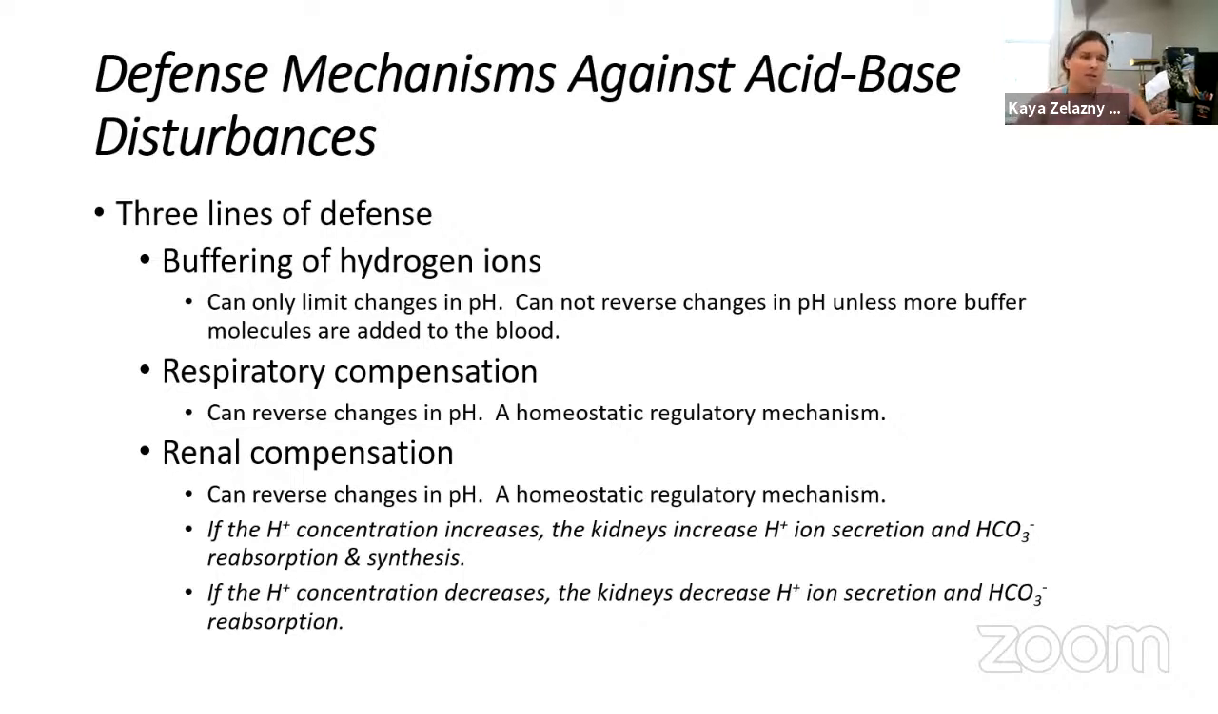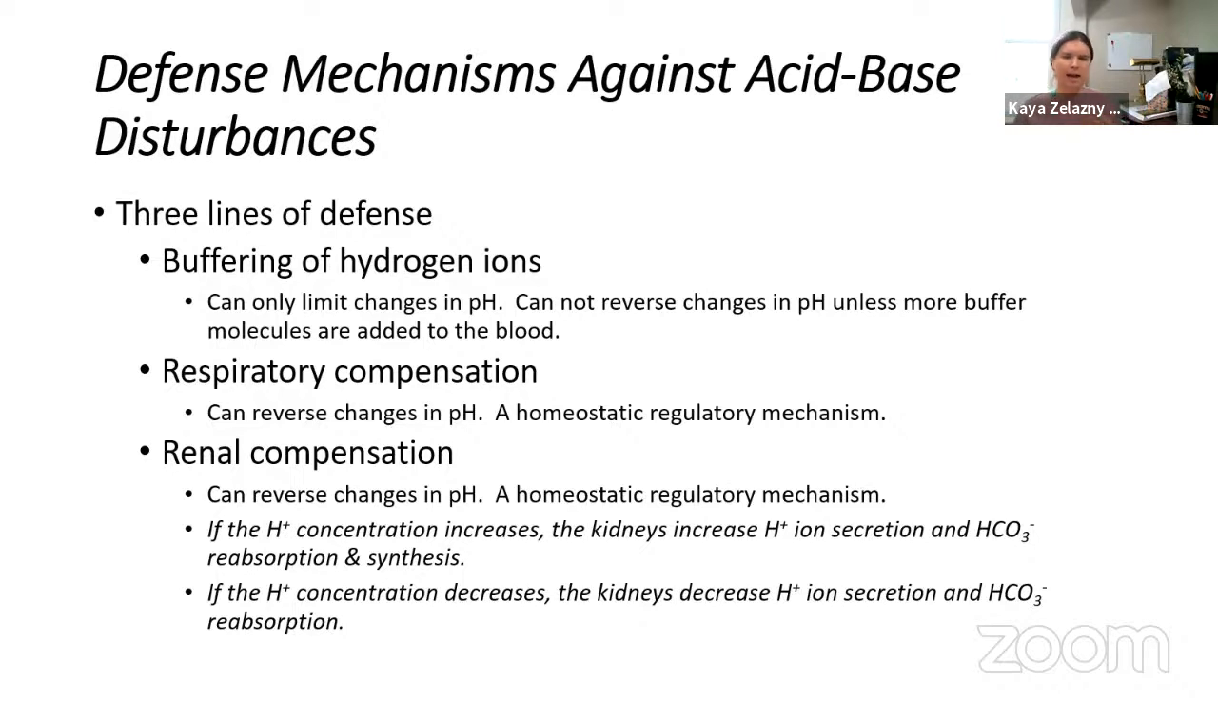So we actually do use these three lines of defense almost in order. So buffering of hydrogen ions happens in a pretty short-term time span. It can limit changes in pH, but it can't actually reverse changes unless you add more buffer to the blood. So we're going to naturally have a certain amount of these buffering molecules, largely bicarbonate, but some other things, right, like hemoglobin. We're going to have a certain amount of that circulating in our blood.